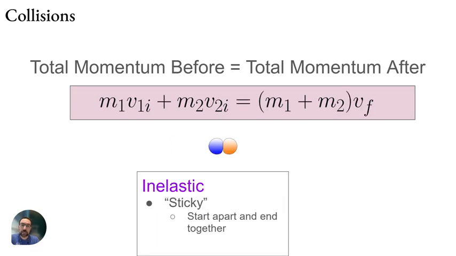Inelastic would look like this. The two momentums added up before the collision are equal to, on the right-hand side, the two masses added together to act like one single mass because they stick together. So those two masses added get multiplied by some final velocity that is the final velocity for the joined masses.